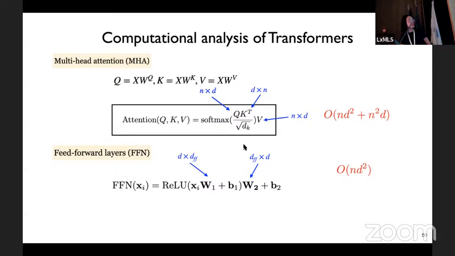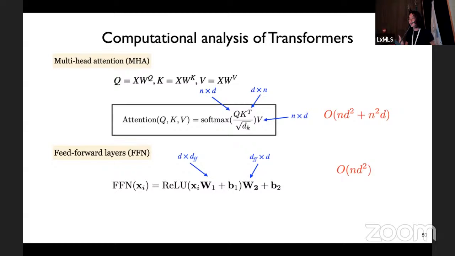Here I use d squared because I assume that d_ff is at the same level as d. But d_ff, as I said, is usually 4 times d, so it's actually much bigger than d, but for simplicity I treat it as a constant. So I just write the complexity of the feed-forward layers as nd squared. So there's a trade-off here, right? If n is very large, then the complexity will be dominated by the multi-head attention. But if n and d are similar, then the multi-head attention and the feed-forward layers will be similarly efficient.